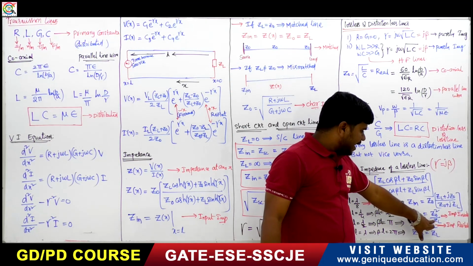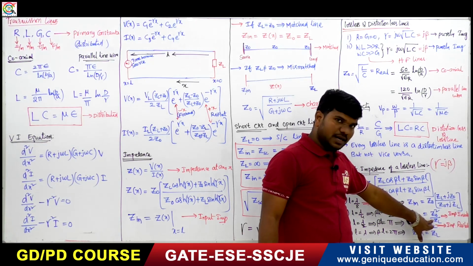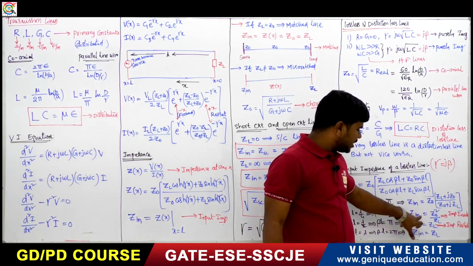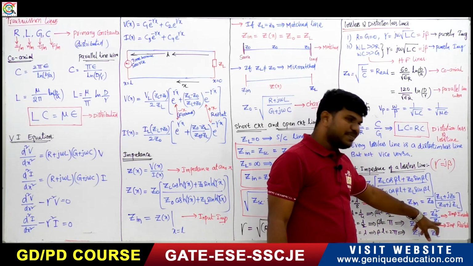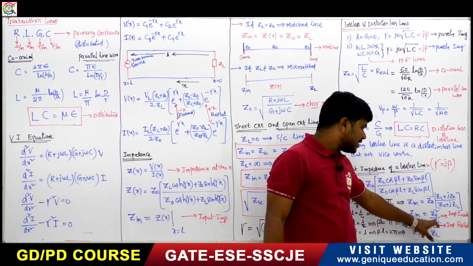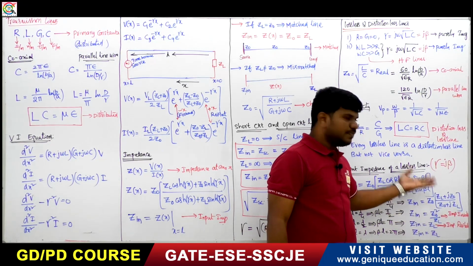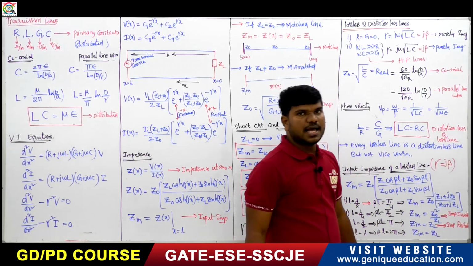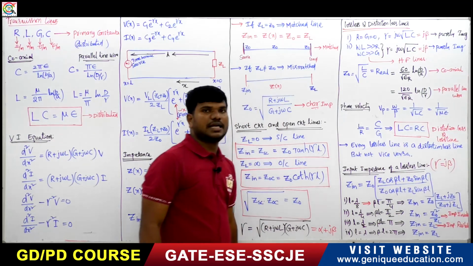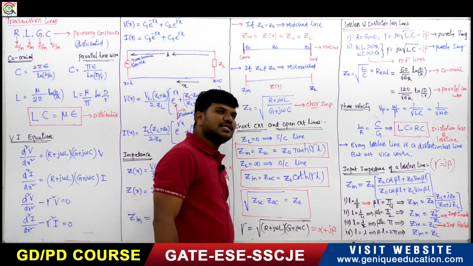Suppose you are taking a purely inductive line, and you are writing Zin is equal to Z0 square by ZL. The inductive line means j into something. If you are writing that j into something in the denominator, it will become capacitive in nature. So that's why we are naming this one as impedance inverter. It is called the impedance inverter.